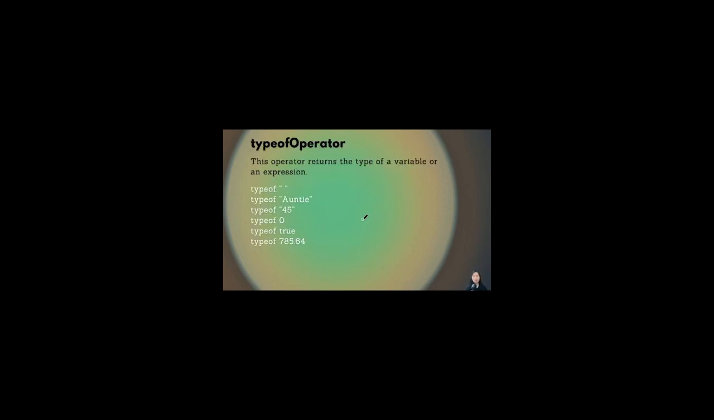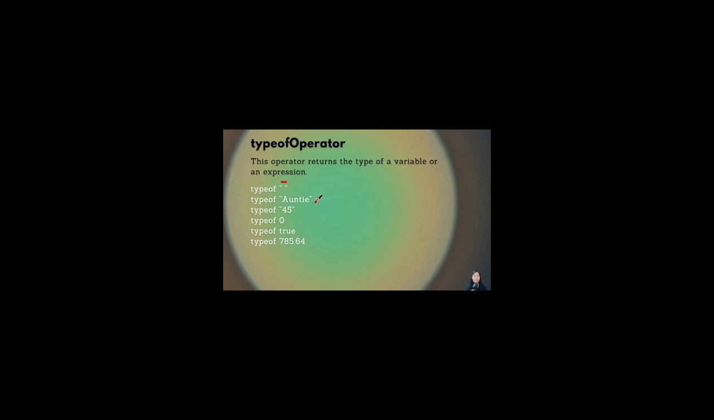Now, last but not least, the typeof operator. This operator returns the type of a variable or an expression, or the output of an expression, okay? Not necessarily the expression itself. Typeof, this will give us null, because it's empty. We don't have anything in it.